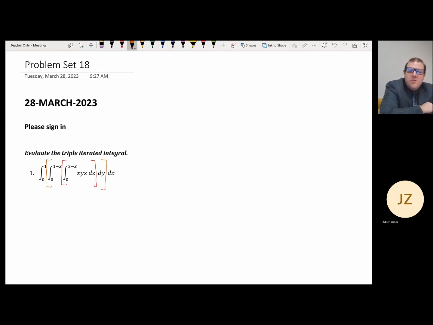You just work your way from the inside out. And then the order tells you the order in which you're going to integrate. So for this one, it's dz first, then dy, and then dx. Fubini's theorem also applies for triple, saying that the order doesn't matter. You just have to obviously redescribe your domain.